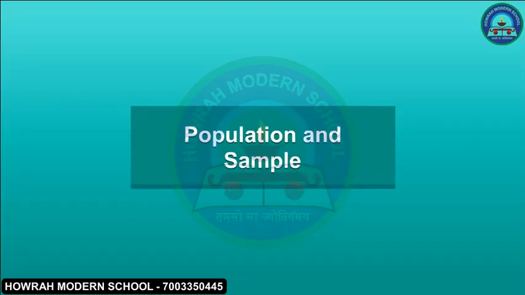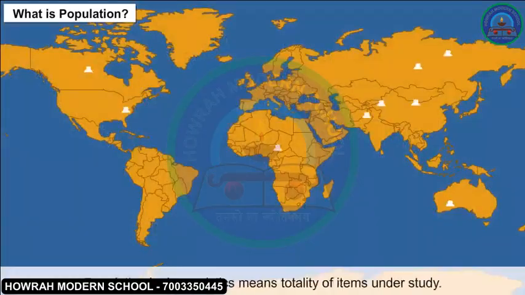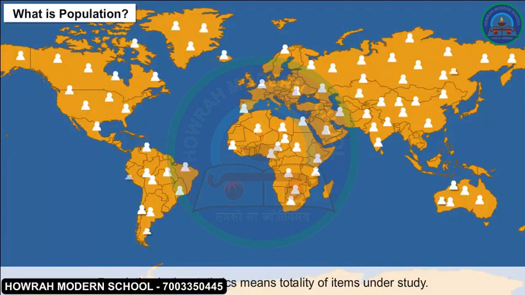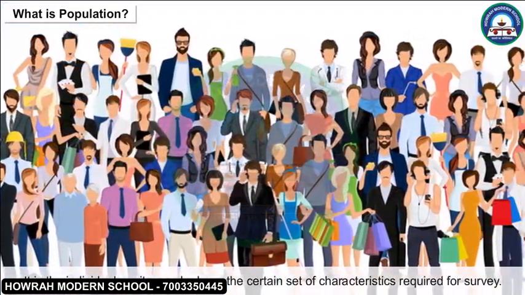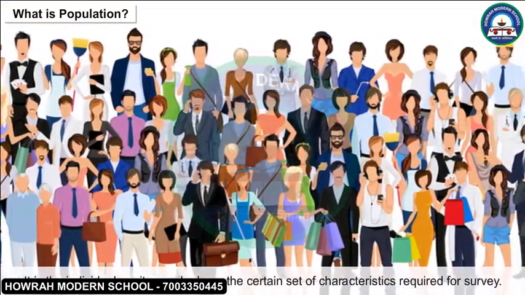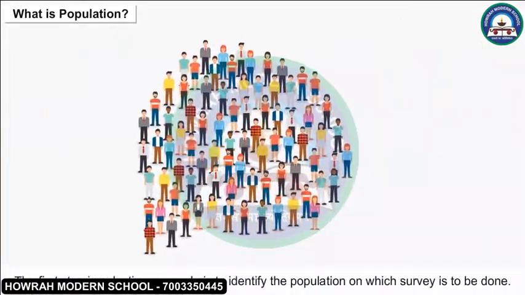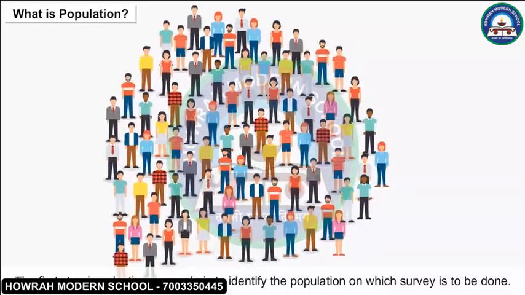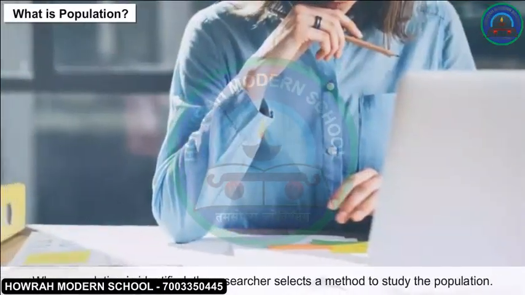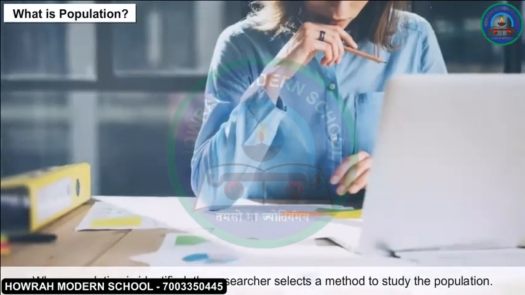Population and sample. What is population? Population in statistics means the totality of items under study. It is the individuals or items who have the certain set of characteristics required for the survey. The first step in selecting a sample is to identify the population on which the survey is to be done. When the population is identified, the researcher selects a method to study the population.